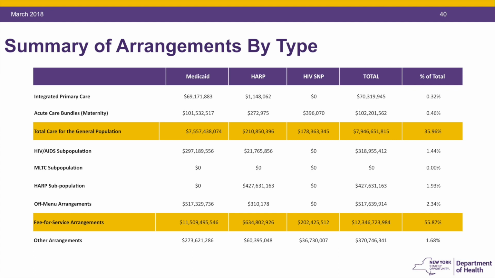Okay. This is just a quick summary of the types of arrangements. Basically, we collected data on what types of arrangements providers and payers are paying on. And as you see, the majority of payments are still in fee-for-service, but the biggest one is total care for the general population. There is a little bit of integrated primary care and some small amounts for the HARP and HIV/AIDS subpopulations, but the majority of payments are going to total care for the general population.